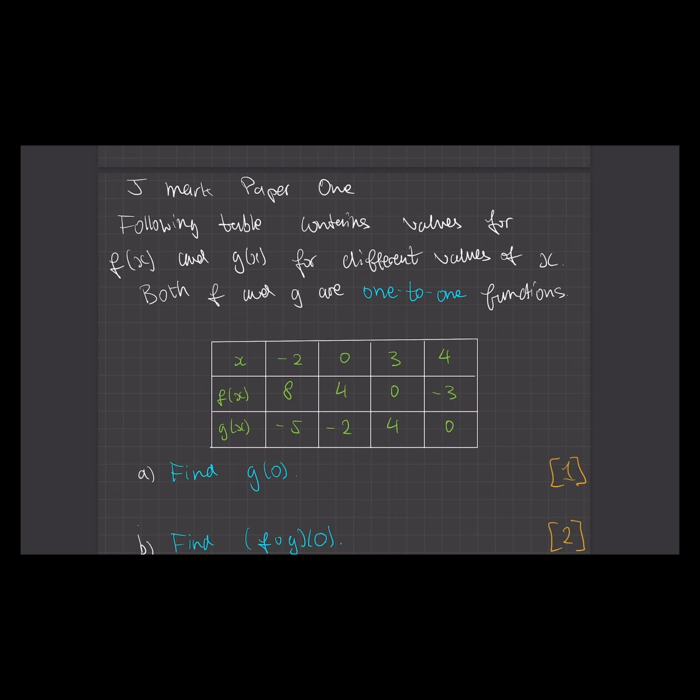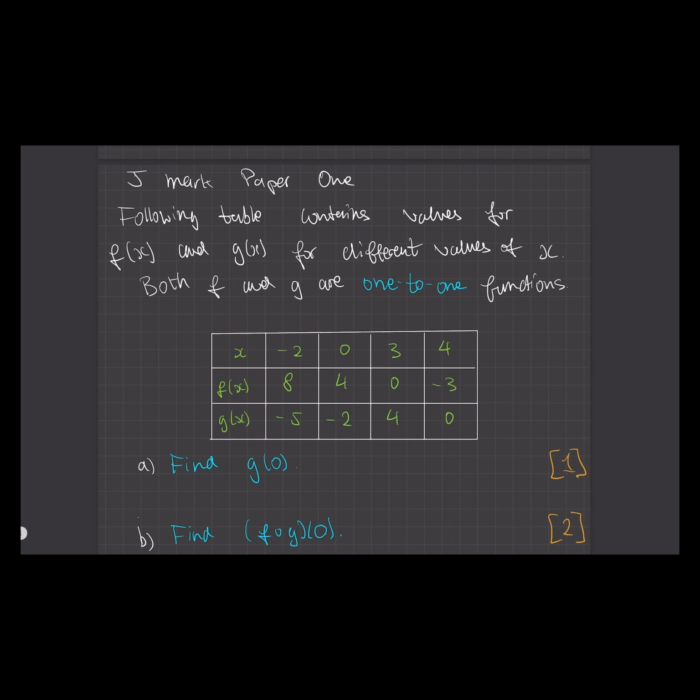The important thing is that it tells us that it's a one-to-one function. So that means that any one x value corresponds to any one y value and vice versa. So there aren't any doubling. It's not like a quadratic where you can have two x values that correspond to the same y value. So this will be important in the question.